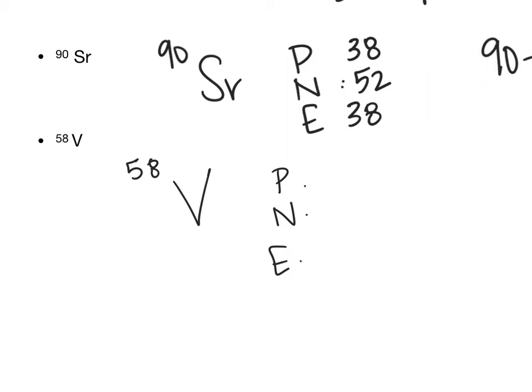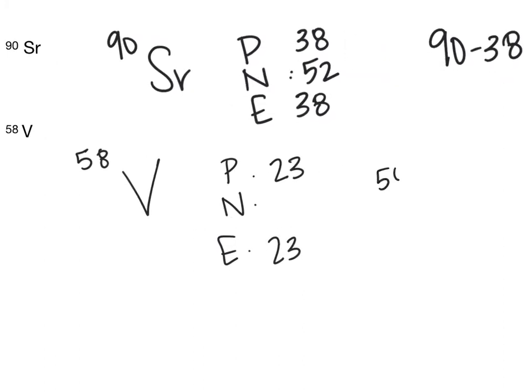So when we look at the periodic table, we find vanadium as element 23, which tells us that there are 23 protons and 23 electrons. So if we want to find the number of neutrons, we're going to take 58 minus 23, and that gives us 35.